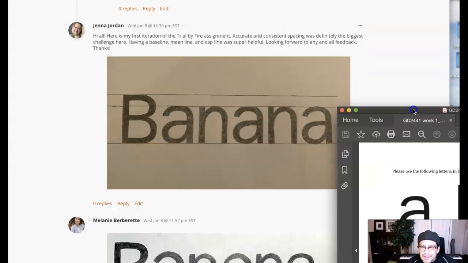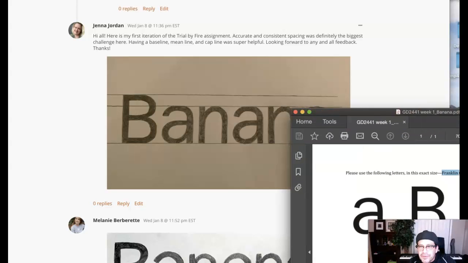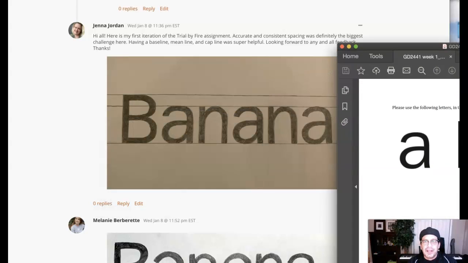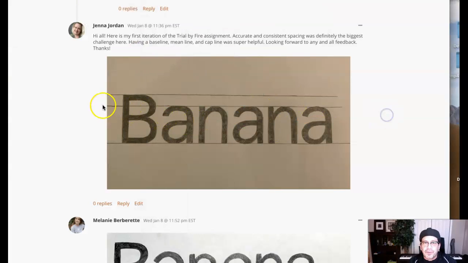So what I'm trying to do again is establish that. So we can see that line right there. I'm just going to move this over here. Yeah, we can definitely see that this isn't consistent. Okay, so this mean line is not perfectly parallel with the baseline.